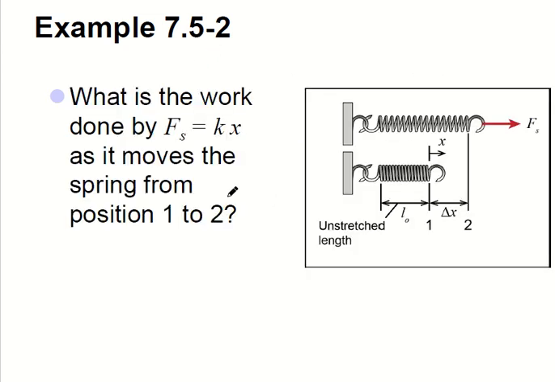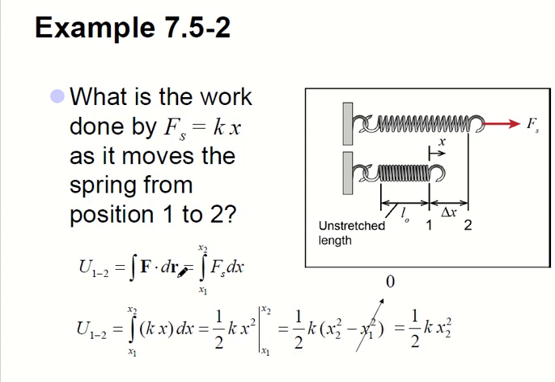Then we come to example 7.5-2. What is the work done by Fs equal to kx? That's just showing you your force. We have k, the coefficient of the spring, which depends on the spring material, times your x. It's going to move the spring from position 1 to 2, and we want to find the work done. So we integrate F with respect to the change in position r, going from x1 to x2, which is this guy, and you calculate it and end up getting this, which is very similar to your kinetic energy formula, 1/2 mv squared. Thus your work done is 1/2 k times your distance, the whole square.